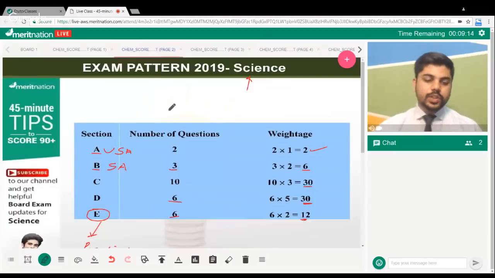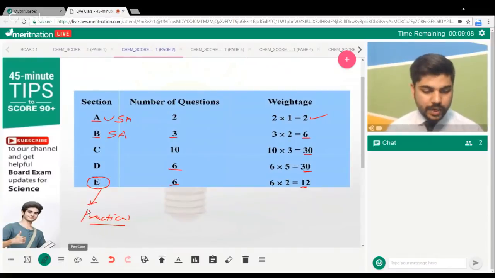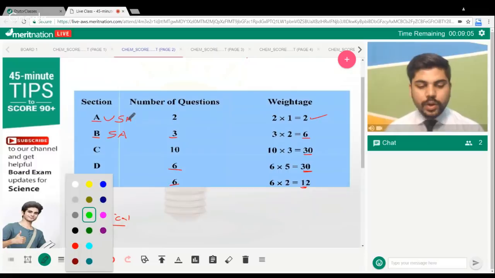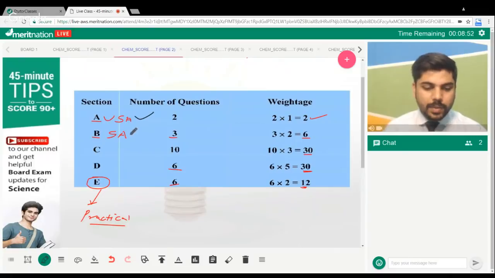All right. So if I talk about sections A, B, C, D, E, section A comprises VSA, as I've already discussed. So you are not going to invest your maximum time here. You just have to write a one word answer, you don't have to explain much. Fine. If I talk about section B, you again do not have to write much. You can write up to 30 to 60 words in section B. If I talk about section C, these are your long type answers.